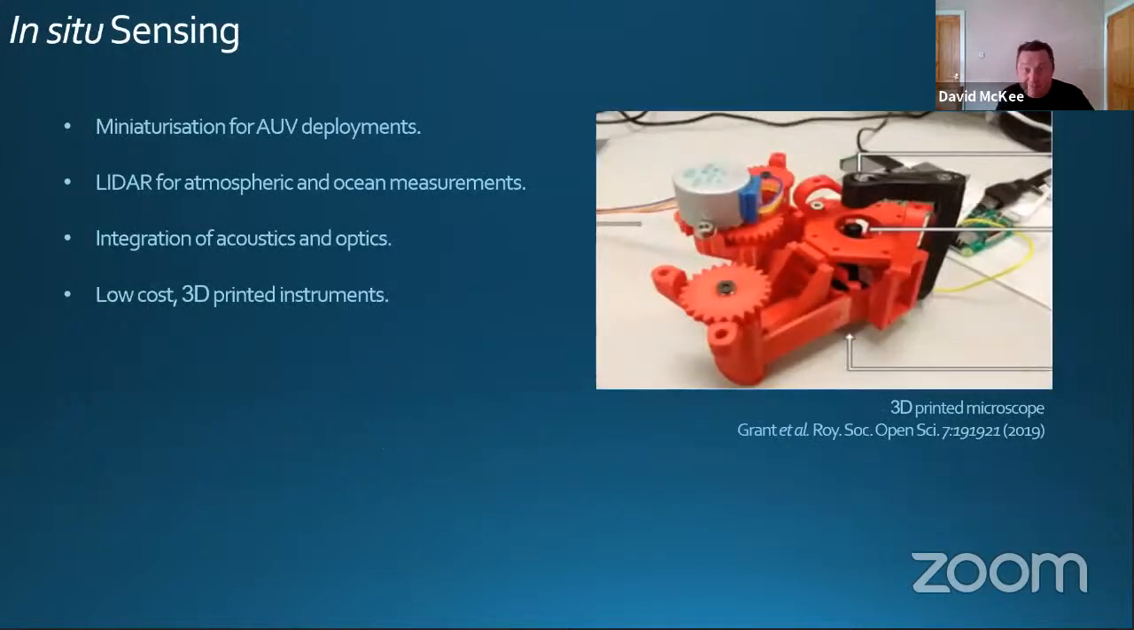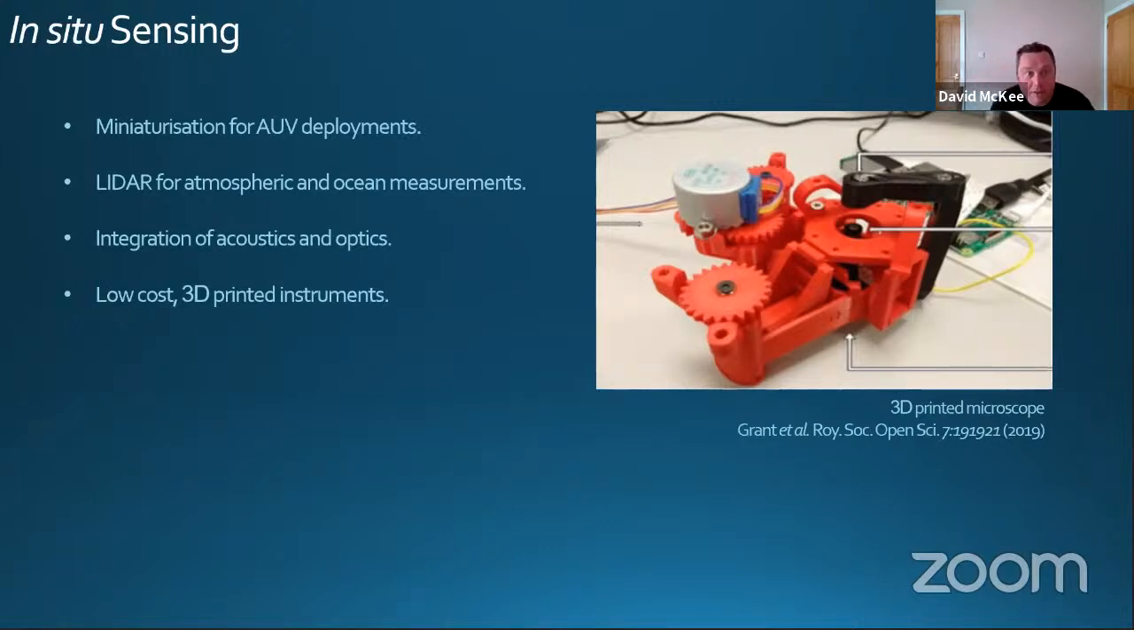In terms of sensing, miniaturization is the name of the day. There's going to be all these lovely platforms that are available, but we need sensors that will have to be developed specifically to work on them. And so miniaturization for AUV deployments is a big thing.